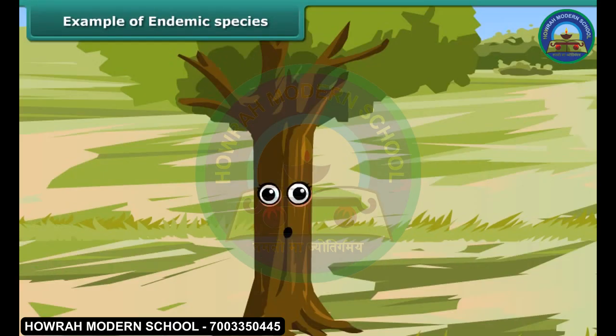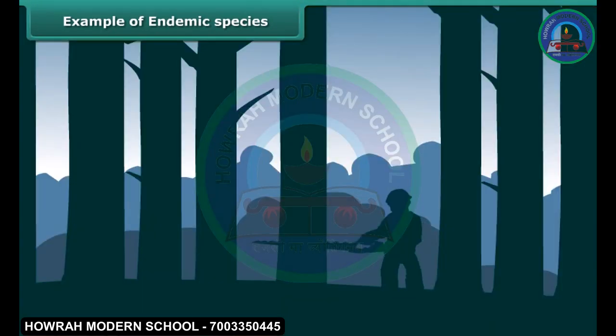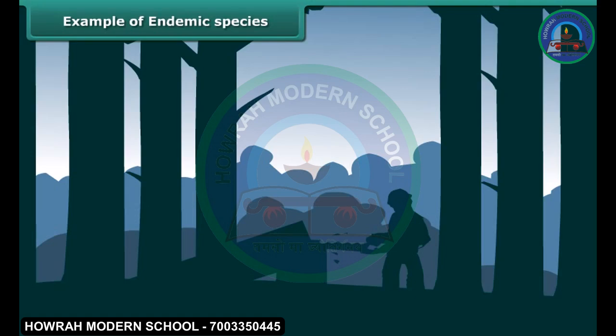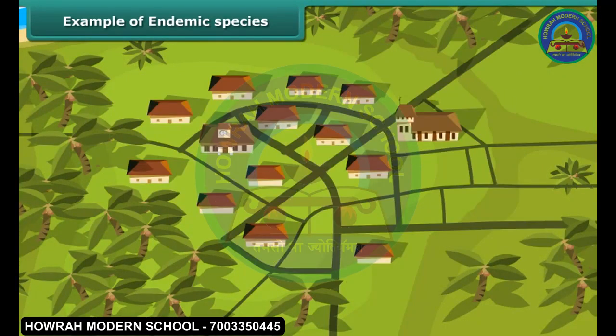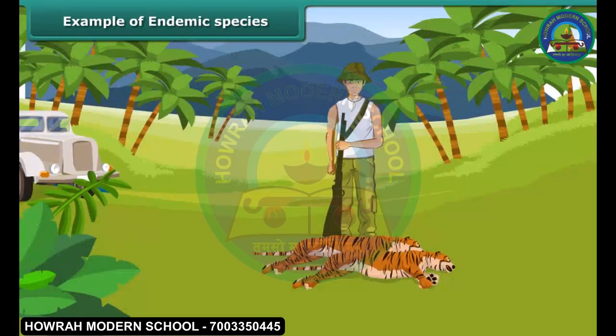What factors make them endangered? Well, humans are the main reason. The destruction of their habitat, increasing human population, and introduction of new species may affect the natural habitat of endemic species and endanger their existence.